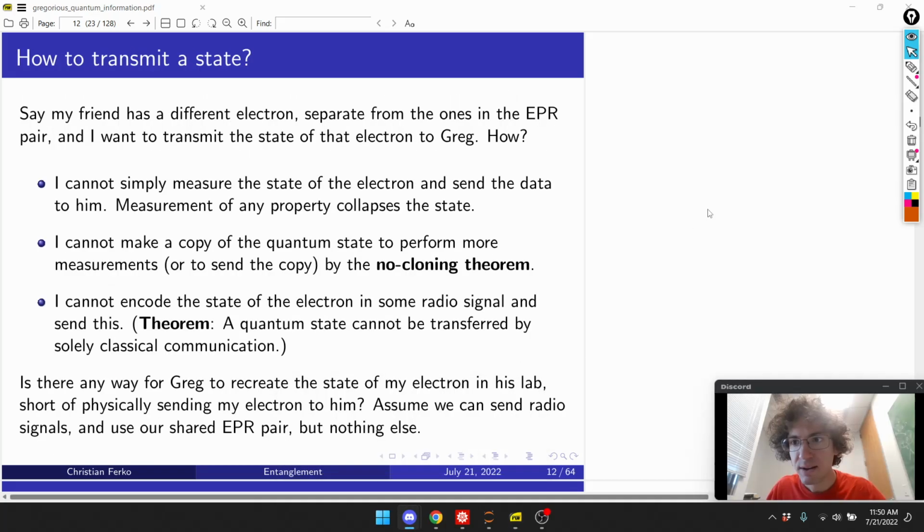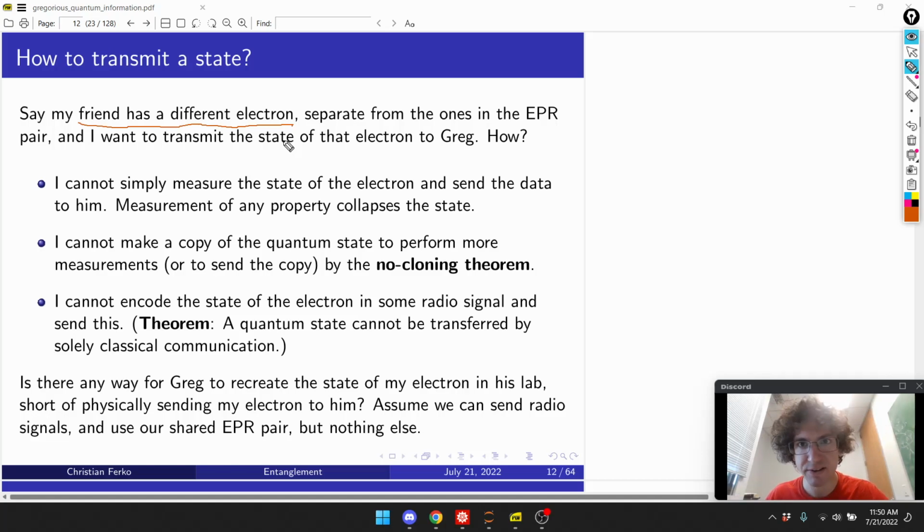So the problem is now I have a friend who's on Earth with me. I have a friend who has a second electron. It's a different electron from the ones in our EPR pair. And I would like to transmit the state of that electron to Greg. So if Greg is in his lab on Titan, I would like to allow Greg to have an electron in his lab which is in the exact same state as the electron that my friend has. So it's some very interesting state, and I'd like Greg to have it so he can do experiments on it, for instance. How might I do that?